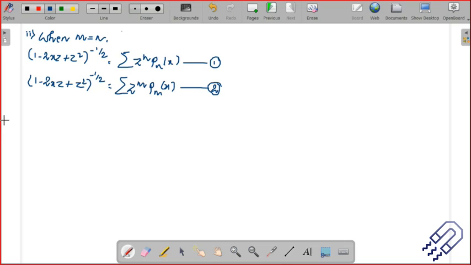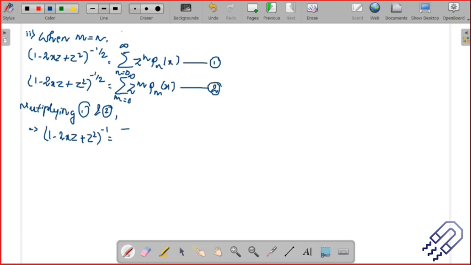So this is 1 and 2. Let's just multiply both of them because we need Pm and Pn, right? You have to just remember these steps. Multiply 1 and 2. So what does it imply? You can multiply these two. Minus half will become minus 1, the powers. So 1 minus 2xz plus z square to the power minus 1 is one term, and on this side this is n equal to 0 to infinity, and this is m equal to 0 to infinity.